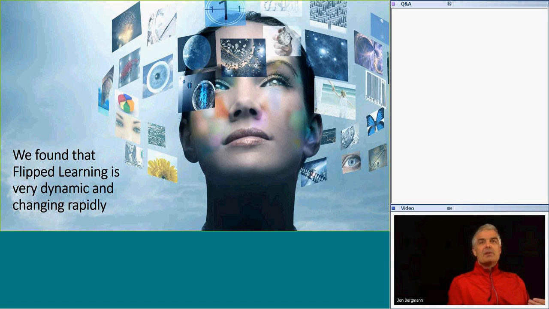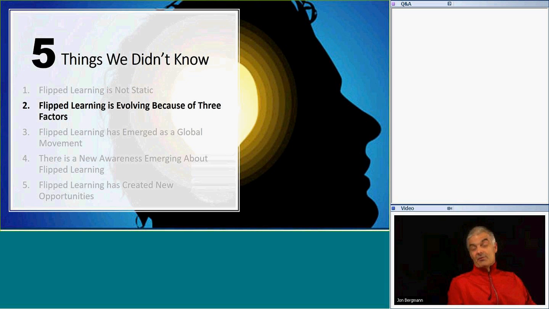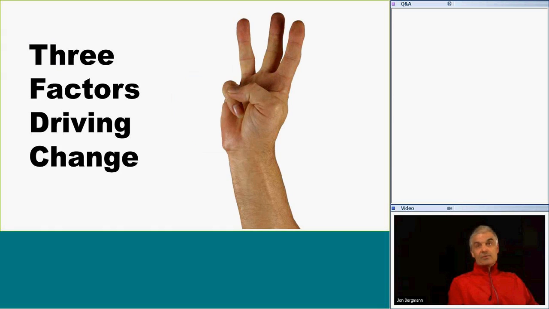He maybe said it best when he said, in terms of rapid change, experience could be your worst enemy. That was my issue, right? I was the experienced flip guy. Experience, we had to swallow our humility and say we didn't know these things. So, number two, flipped learning is evolving because of three key factors.